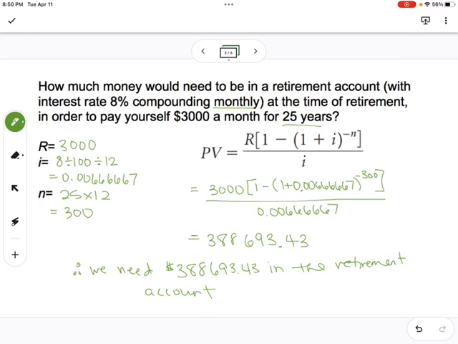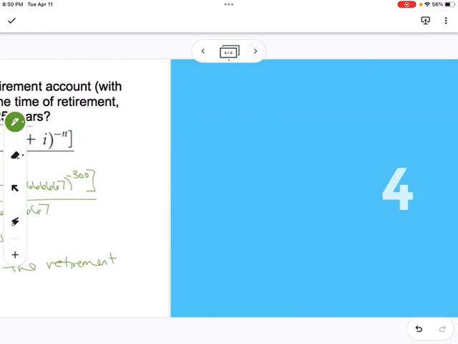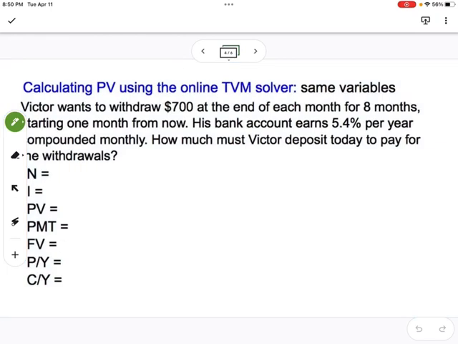Okay, so that's using the formula, and we're going to look at examples using the TVM solver as well. So using that same TVM solver, calculating our values the exact same way, it's just that we're now solving for our present value instead of solving for our future value.